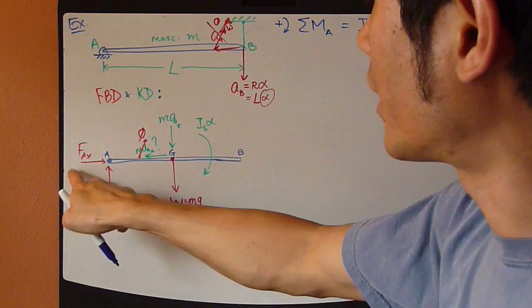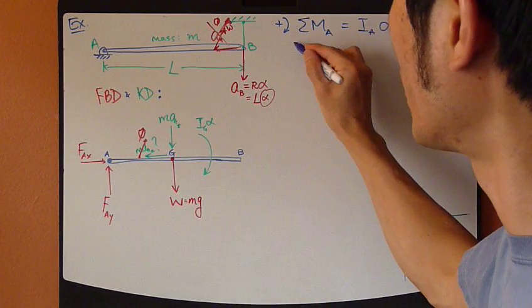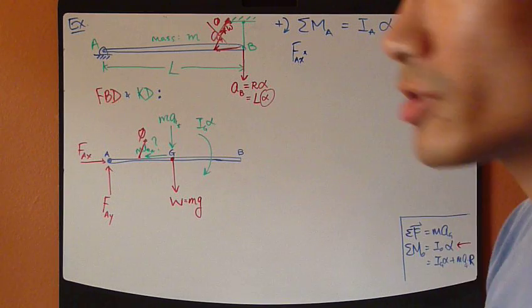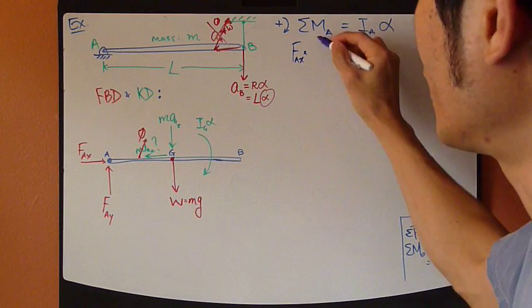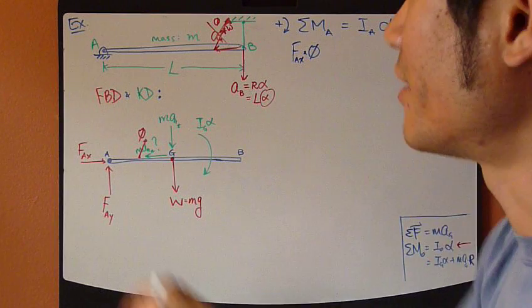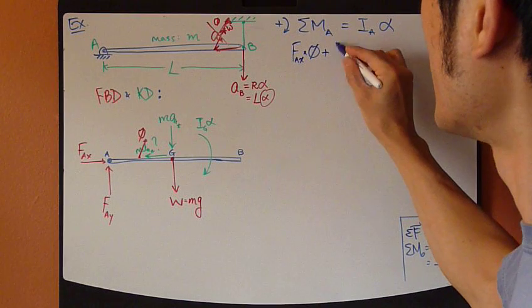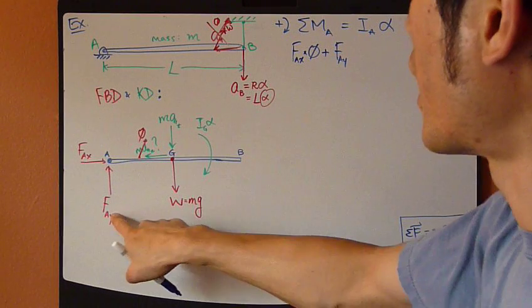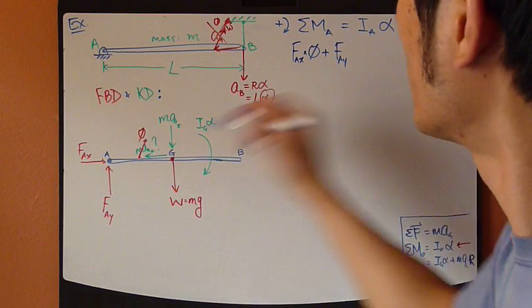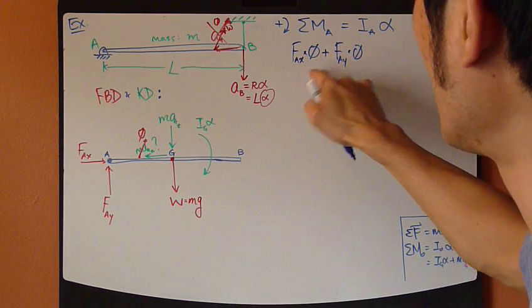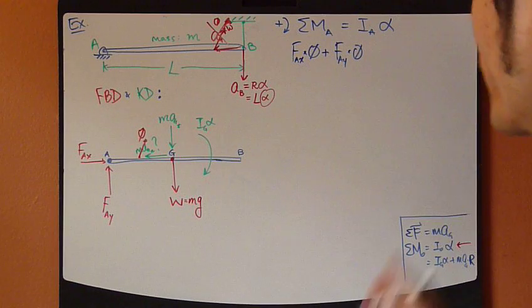First term, let's take into account all these forces. So, FAX times moment arm R, and R in this case is 0 because FAX goes through point A, plus FAY times the moment arm, again also 0. Now, since they're both 0, it doesn't matter whether it's positive or negative.